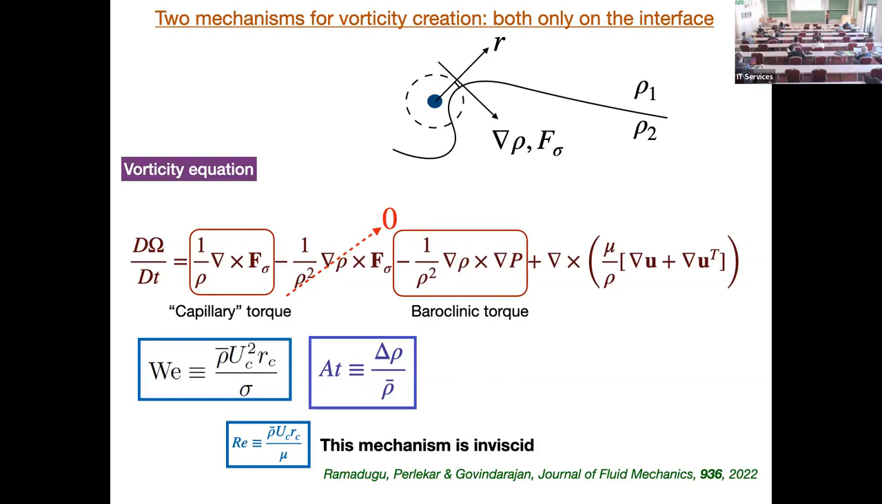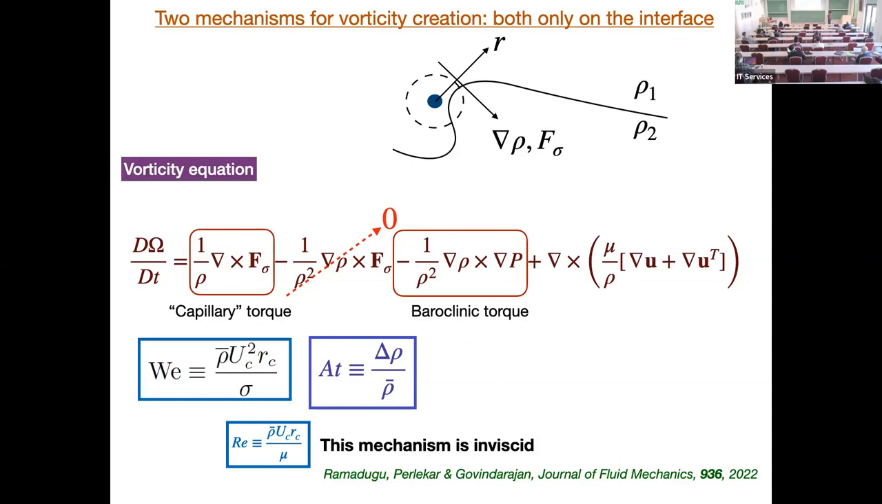So there's the Weber number, which is a ratio of, and this U_c and R_c are the typical velocity and size of this vortex. And then this is the Weber number, where sigma is the surface tension. So higher Weber number means lower surface tension. And the Atwood number we saw before.